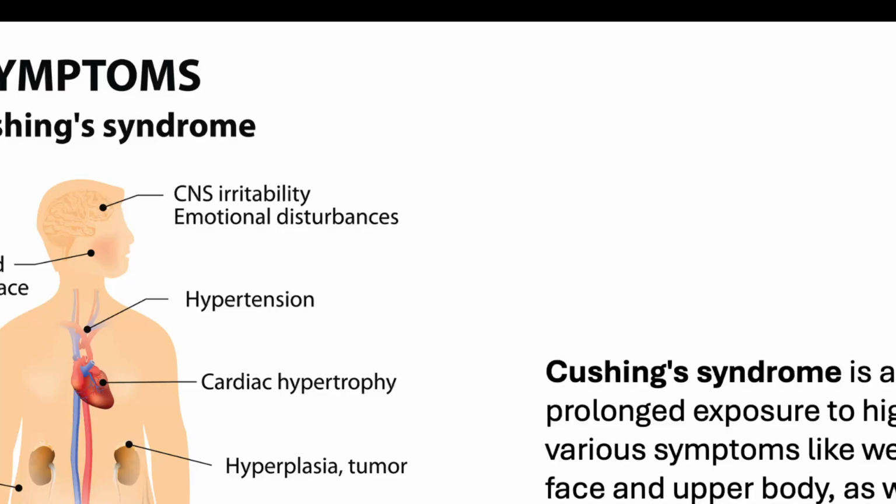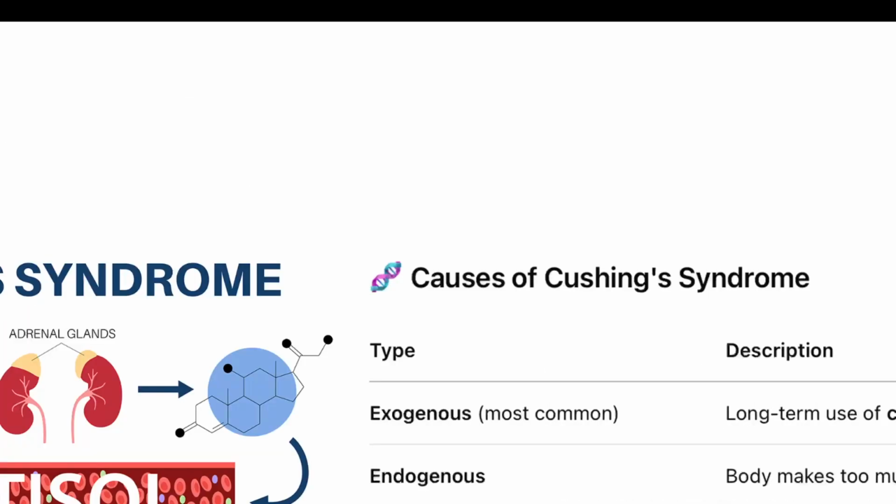In females, amenorrhea, hirsutism, and in males, erectile dysfunction. It's a very devastating syndrome. Cushing syndrome. What are the causes of Cushing syndrome?